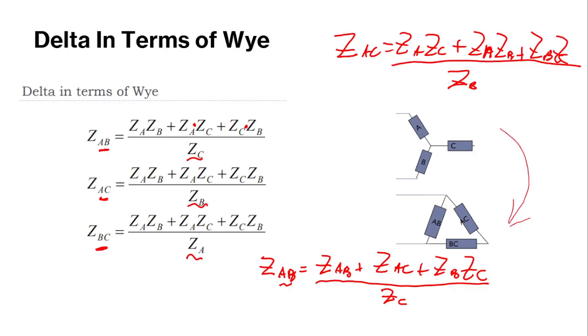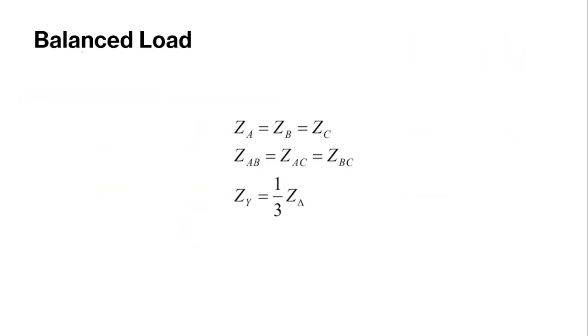Right, yeah, so we move on. If it's a balanced load, your Y impedance will basically be one third of your delta impedance. As for balanced, everything is the same now, so everything is going to reduce. So this is important: if you have a balanced load and you want to go from a delta to a star or a star to a delta, you could just use this to transfer it quickly.